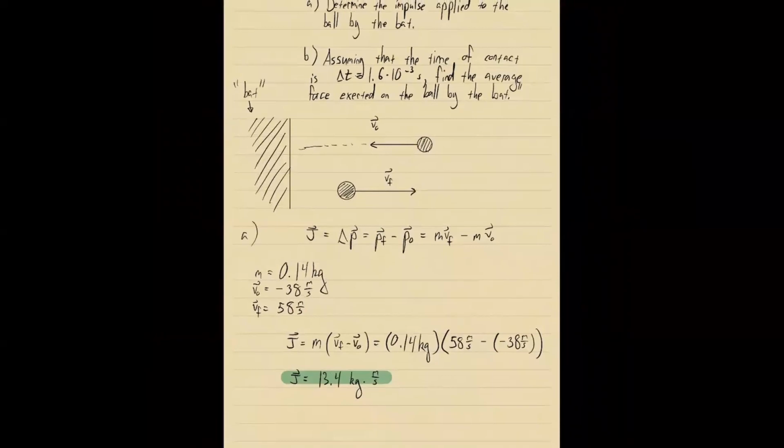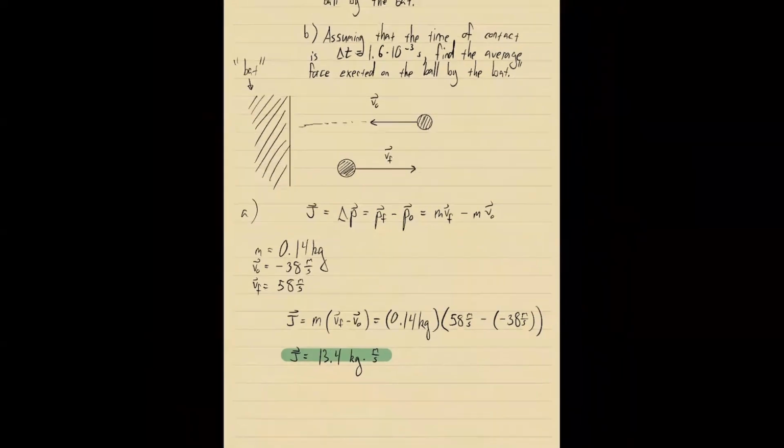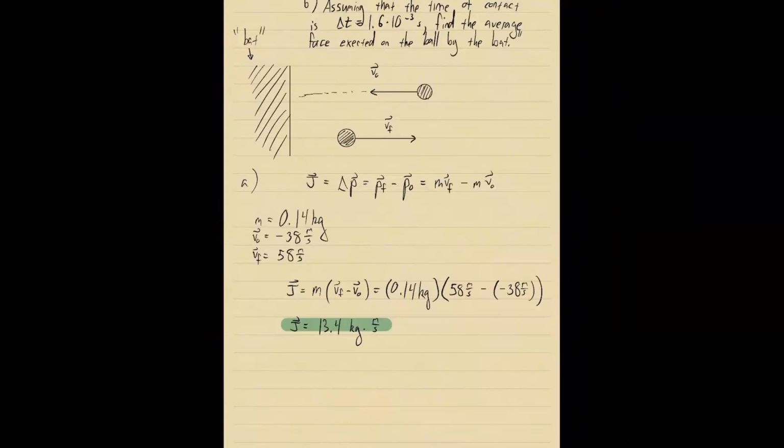So part A. Now part B is saying that we know the time that the ball is touching the bat. So for part B, let's say that this time, delta t, is 1.6 times 10 to the negative 3 seconds. And we want to find the average force exerted on the bat. All right, so what is that average force?